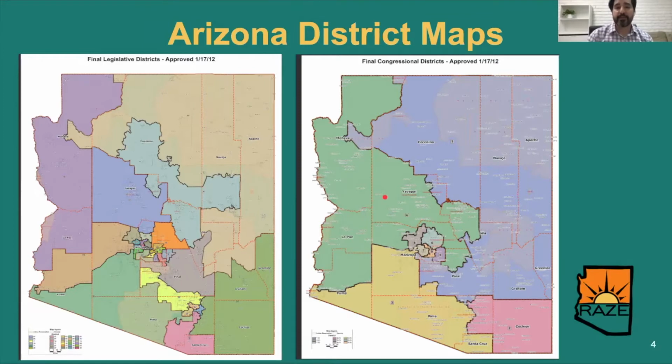On the right side of the screen, we have our congressional districts. We have a total of 9 right now, and we can also see here Pinal is part of Congressional District 1, and that includes what a lot of people would call the rural areas. We have the Navajo counties, Apache County, Coconino, and so that's just a kind of idea of where we're at right now.